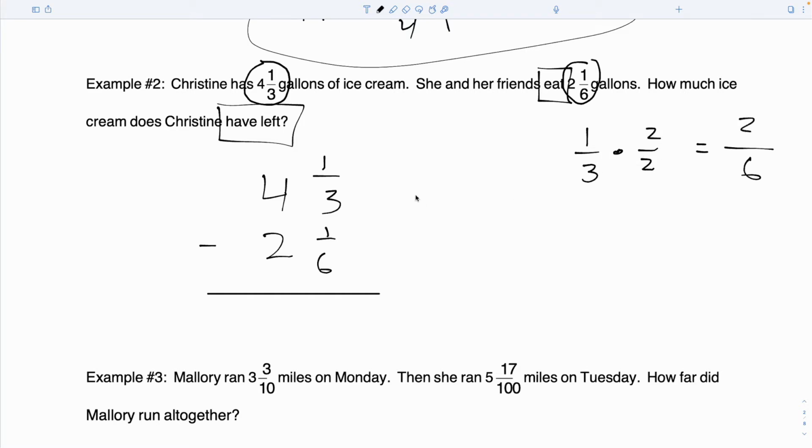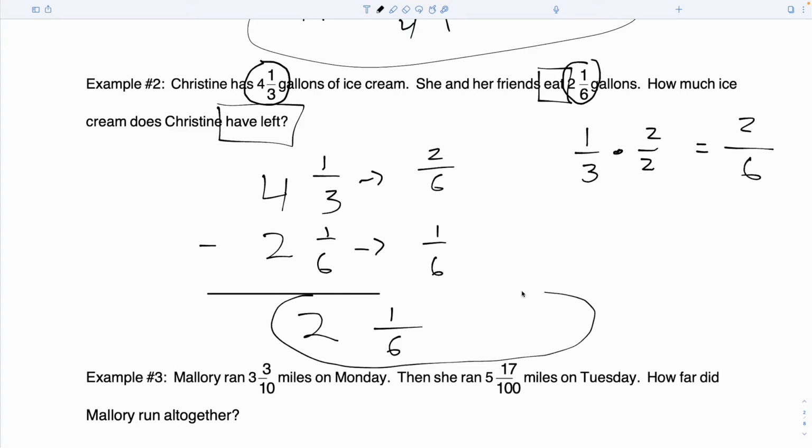1/3 becomes 2/6. Write it to the side. We now have a fair fight. 2/6 minus 1/6 becomes 1/6. Let's move over to the adults. They're fighting, and good guys win. 4 minus 2 is 2. There is your answer. This is 2 1/6, but we need to label it, and it's gallons of ice cream.